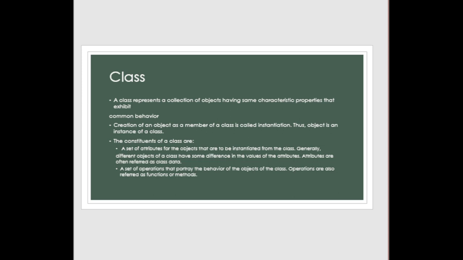Creation of an object as a member of a class is called instantiation. Thus, an object is an instance of a class. The constituents of a class are a set of attributes for the objects that are to be instantiated from the class. Generally, different objects of a class have some difference in the values of the attributes. Attributes are often referred to as class data. And a set of operations that portray the behavior of the objects of the class. Operations are also referred to as functions or methods.